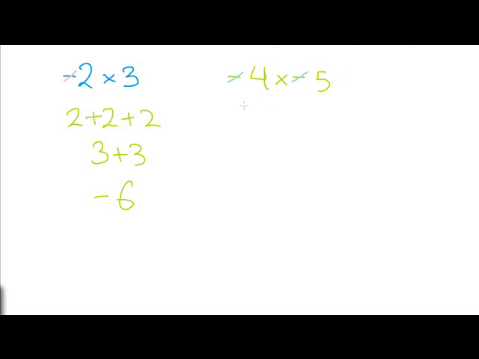Well, that would be 4 plus 4 plus 4 plus 4 plus 4, or you could have 5 plus 5 plus 5 plus 5. In case you don't know how I'm doing that, 4 times 5 is basically 5 fours with addition signs in between them. And you could also do it the other way around because of the commutative property of multiplication. So you could have 4 fives with addition signs in between the numbers. So this would be 20.